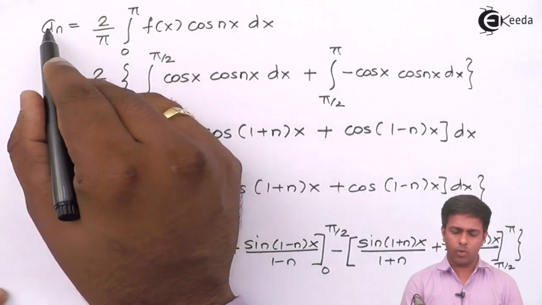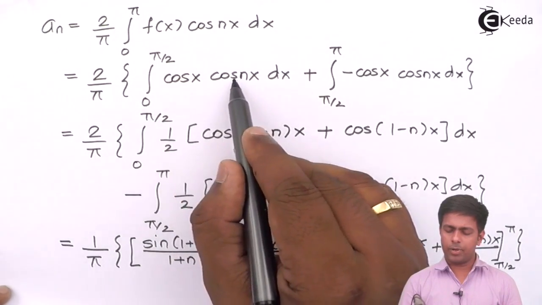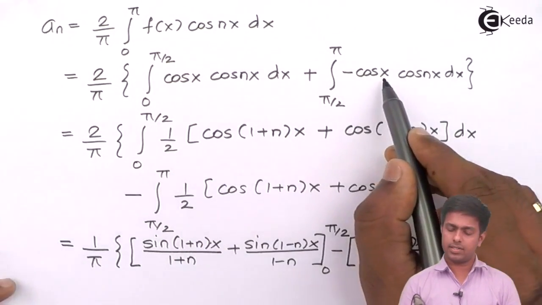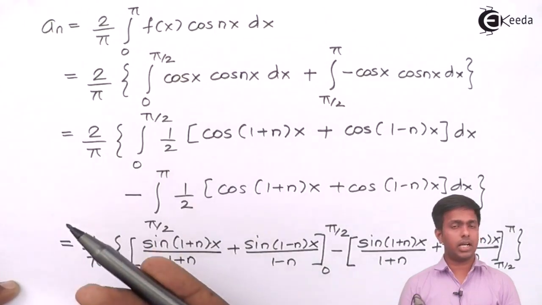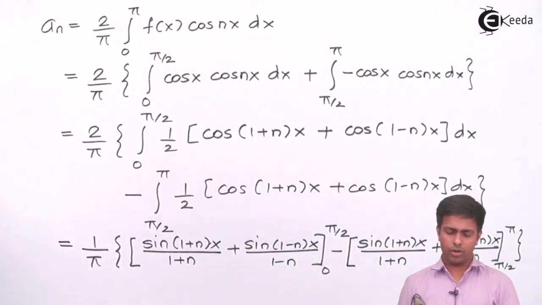So if I put n here as 1, I'll get a1. This will be cos x into cos x, cos square x. This will be cos x into cos x again, cos square x. So we'll find out the value again.